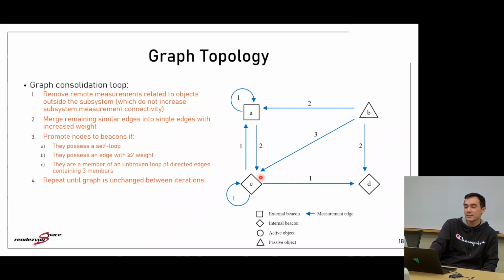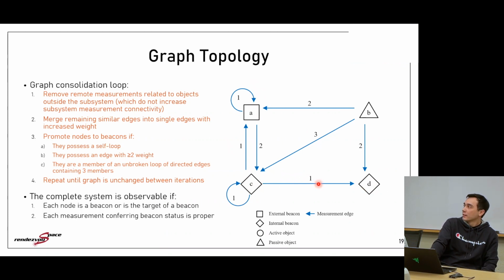And then we keep doing this because it turns out observer C is now a beacon, so its measurements have a bit more importance in the system. So we can actually promote observer D as well to a beacon after going through this whole process again. And we keep going until the graph's unchanged.